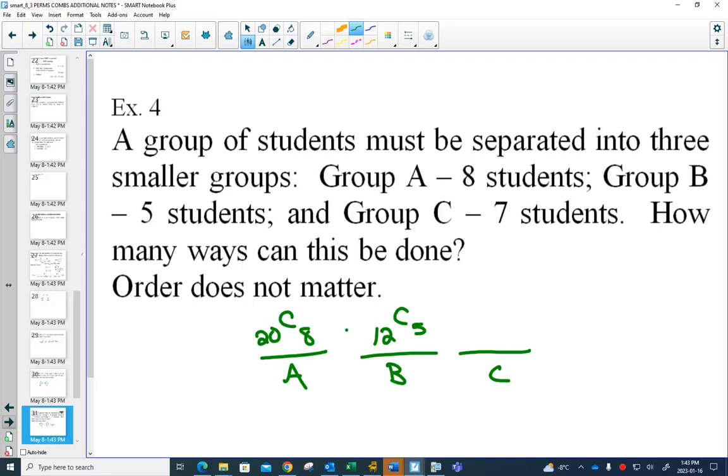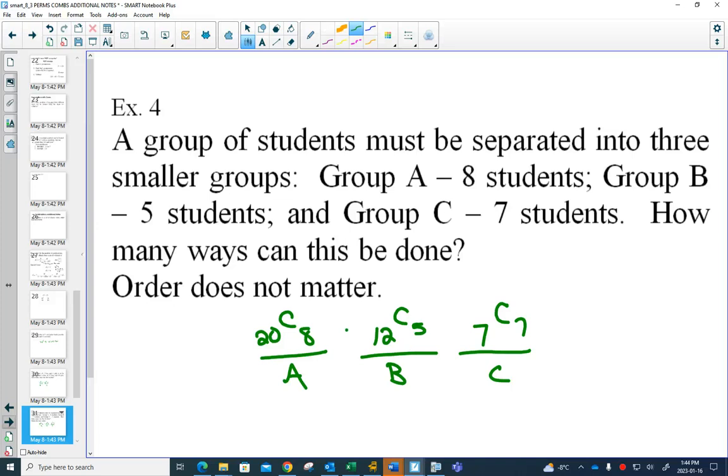It's pretty obvious. I mean, if we do the math part of it, there's 7 students left. You need to choose all 7 of them. Basically, there's only one, 7 choose 7 is 1. When you're left, you're going to be in group C. So if you make it all the way to the end, you're going to be in group C.